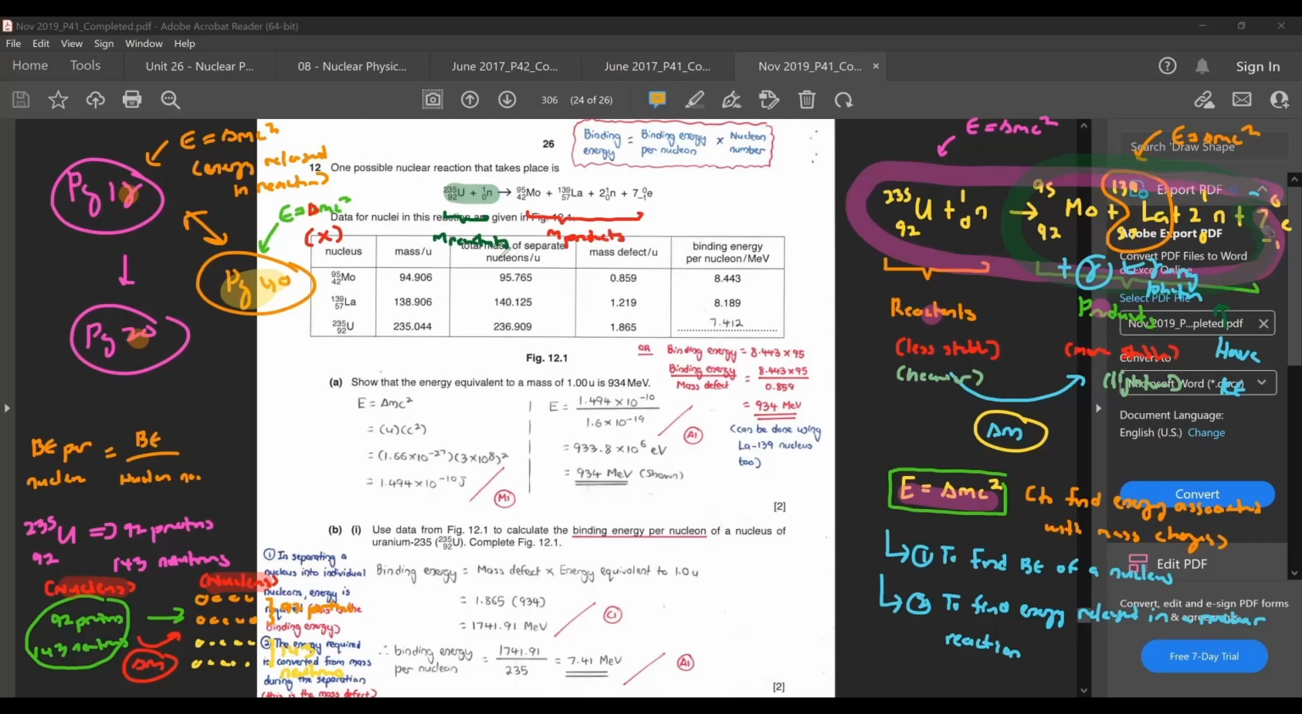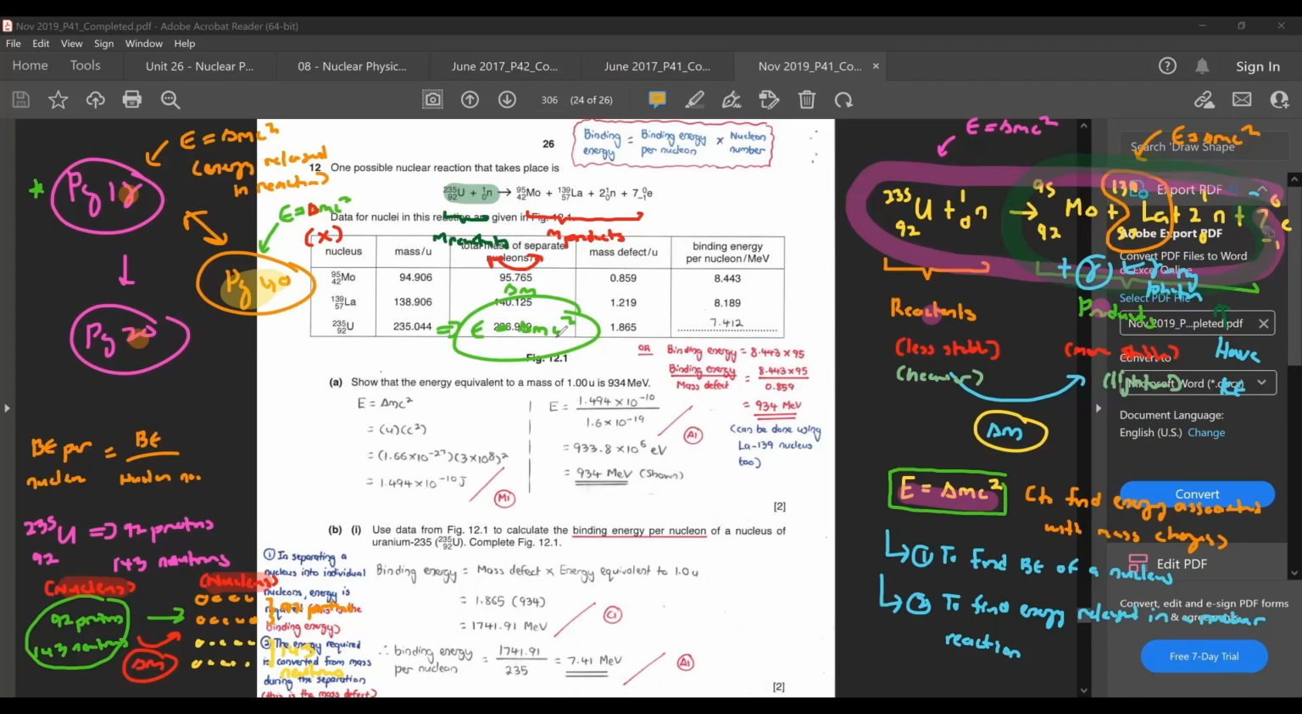And then after that, you find the mass defect between them, so that you can use E equals delta m c squared, right? This was what you did in page 18. You found out the masses for reactants and products, then you use E equals delta m c squared.